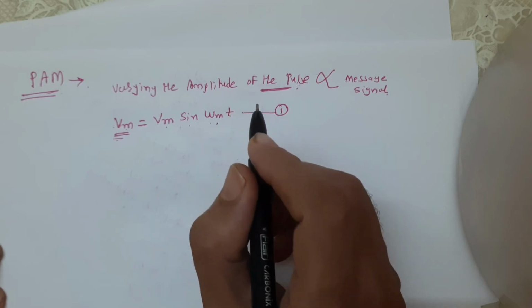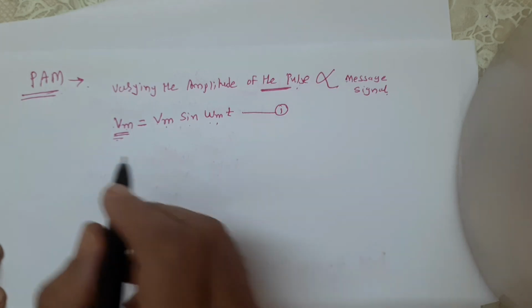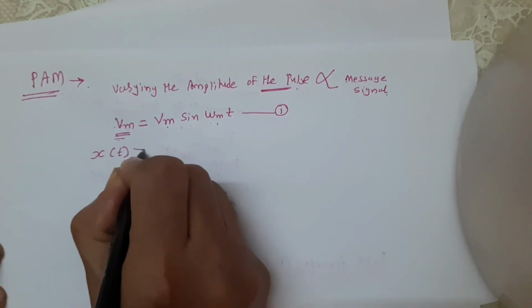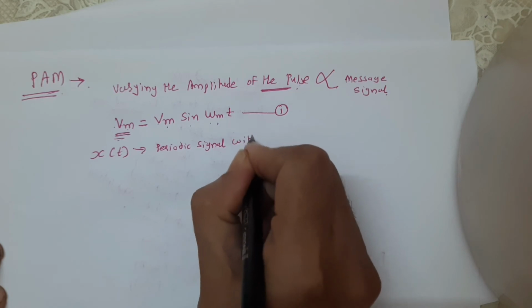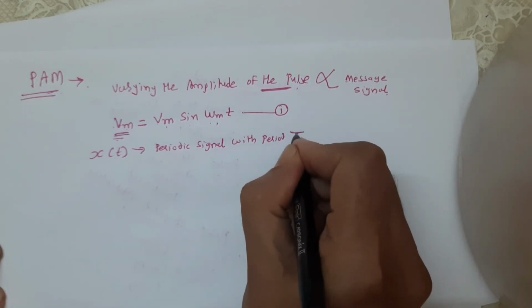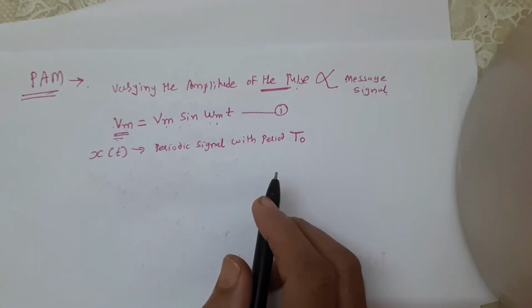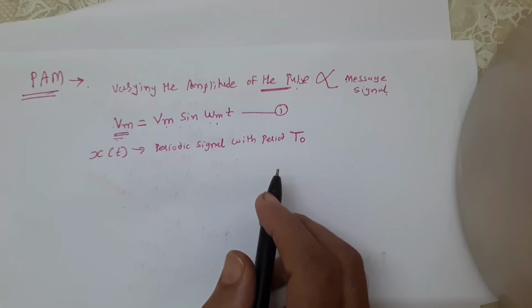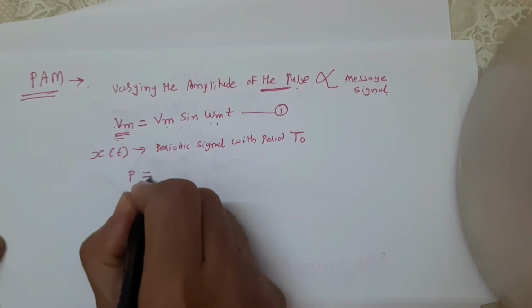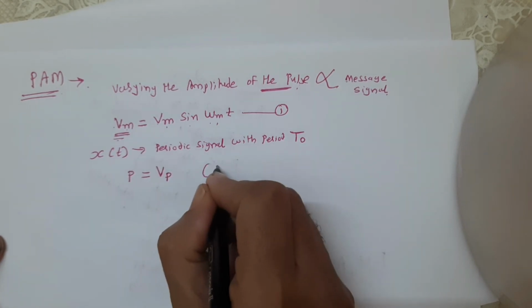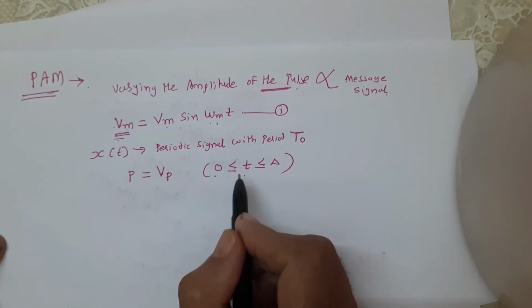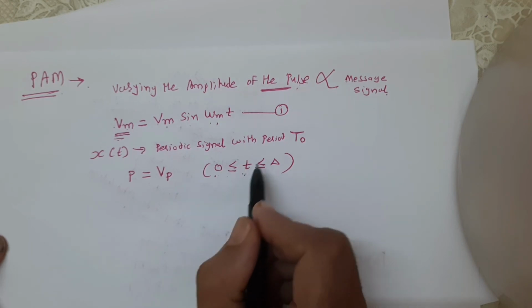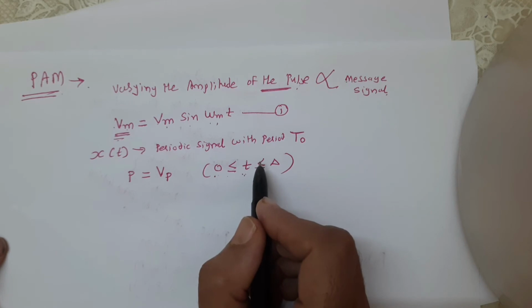If x(t) is a periodic signal with period T0, then the information present in each period of the pulse train is given by p(t) equal to Vp when the time is 0 less than or equal to t less than or equal to delta. Delta is the width of the pulse.